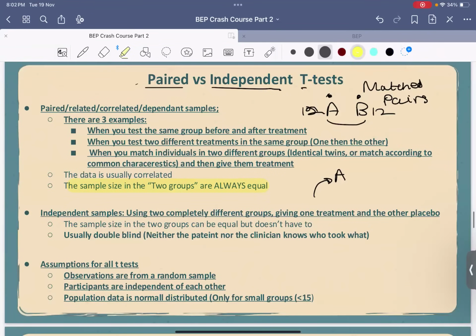Independent samples is exactly the opposite. We're using completely different groups, giving one treatment and the other the placebo. So we take a random group of people and call them group A, and another completely unrelated, independent group of people, and we call them group B. We give these people the placebo, and we give these people the treatment, and then we see if there's a difference between them. So this is simply an independent t-test.